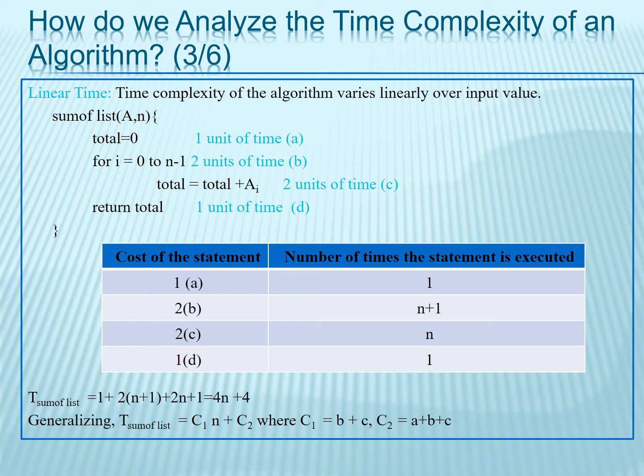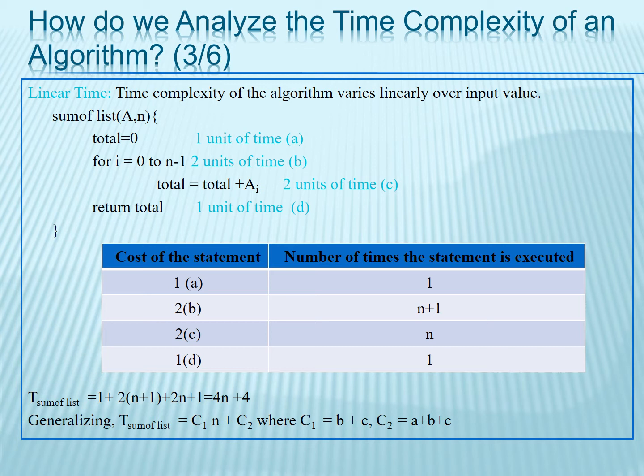So let us see the units of time allocated to each statement in this function. In the assignment statement, where 0 is assigned to total, it takes 1 unit of time. The for statement, which has the comparison and the assignment, has 2 units of time for each iteration. The assignment of total with one element of the array has 2 units of time for the addition and the assignment. The return has 1 unit of time.